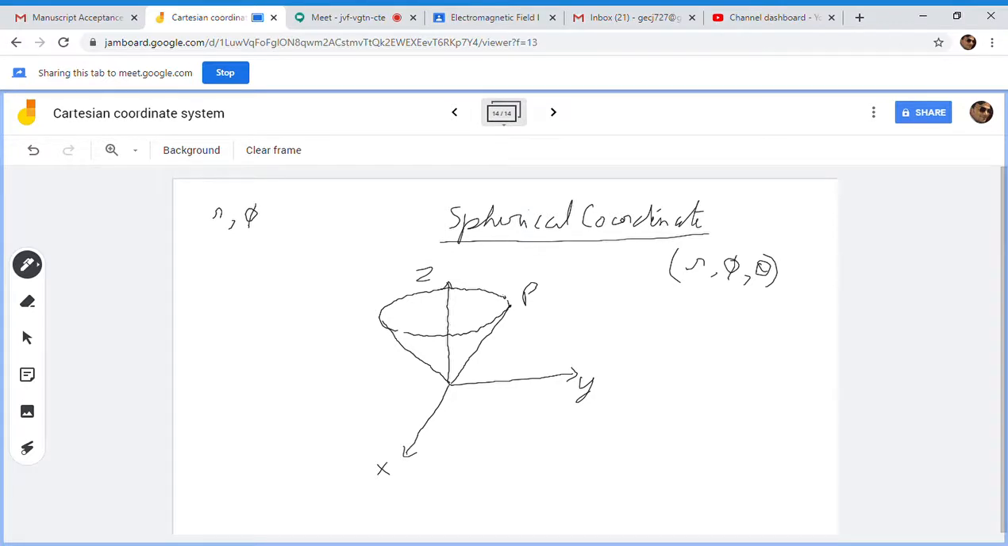You are not moving in theta. You are not moving in this direction, this direction, this is theta. This r, what it subtends with this z. So this you are not moving. You are only moving in your r and in your phi direction. So what will it be? It will be a cone.